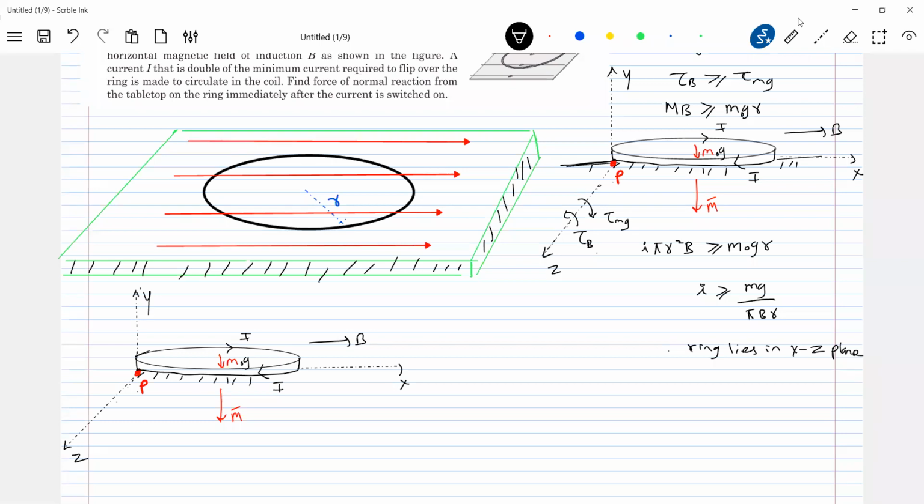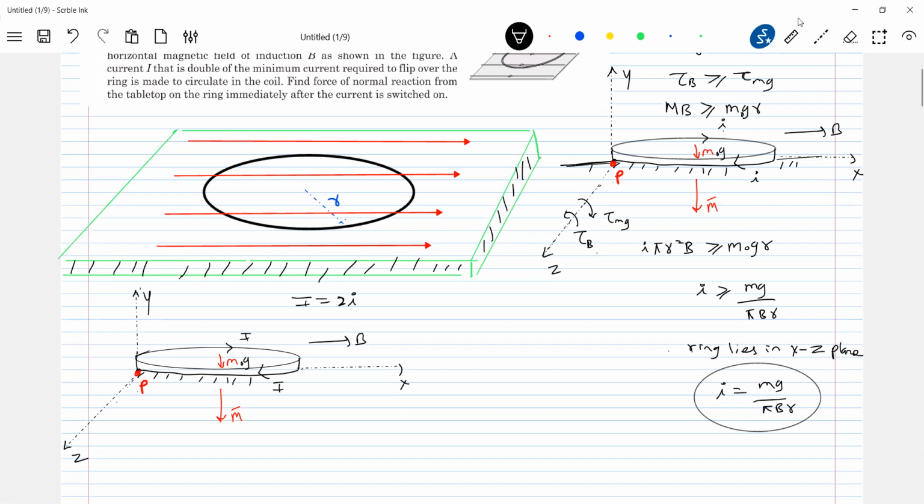What is the current now? So the current earlier, okay, sorry. Now how much current? I'm going to pass a current I, and what is this I? It is given, which is equal to 2I. The earlier I was mg by πBr. There's a current which will tip; anything greater than that, it will definitely tip. That is the minimum current. So what is the current now? 2I is flowing here.